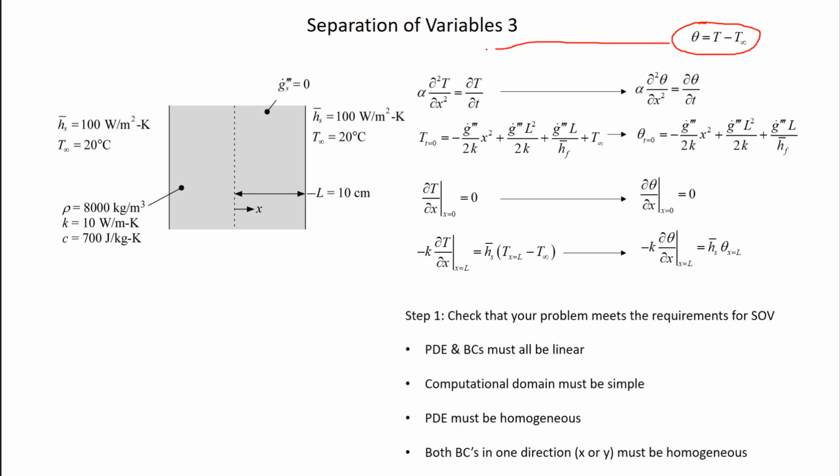If I make this substitution into my original problem, this is what I get. So here's the partial differential equation. Here, the initial condition changes just a little bit, right? If I'm solving for theta, this T infinity goes away. This boundary condition doesn't change, and then the payoff is right here. This boundary condition went from being non-homogeneous due to that term to being completely homogeneous. So now I can solve this using separation of variables because both of my boundary conditions in x are homogeneous.